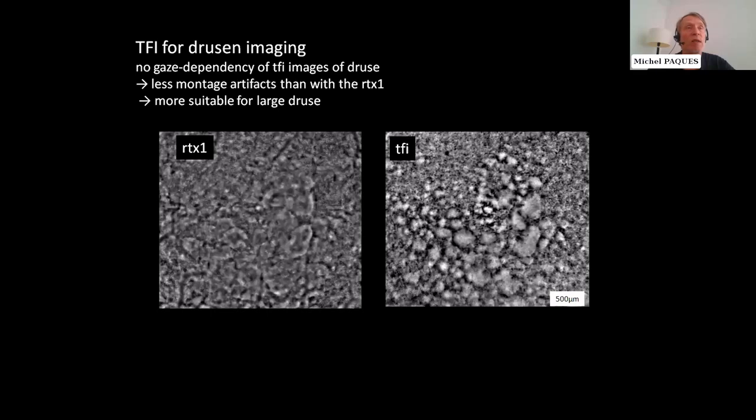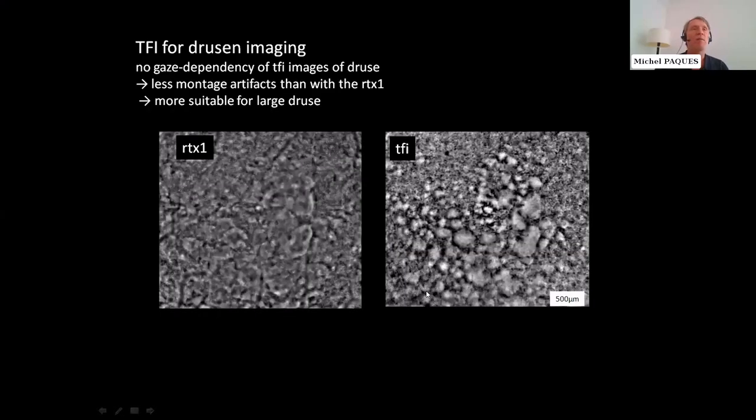Another interesting feature as well is that we detect much better the drusens. Here we have a case with the RTX-1, although we know that using some protocols of acquisition with what we call gaze-dependent imaging, we can detect better some small drusens. The RTX-1 was quite limited for large drusens, and the TFI shows very nicely in this example the collection of drusen of different size in the macula of this case of early AMD. So you see the image is better for AMD not only because we better see pigment dispersion but also drusens.